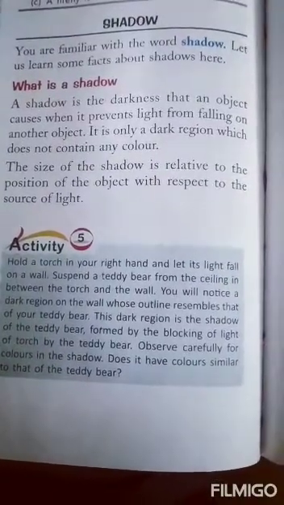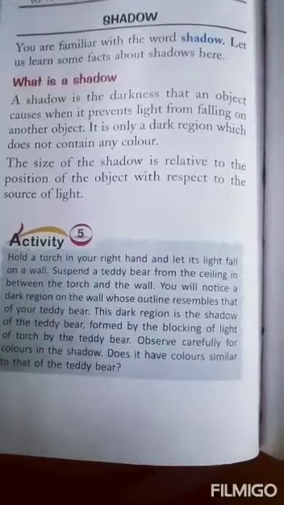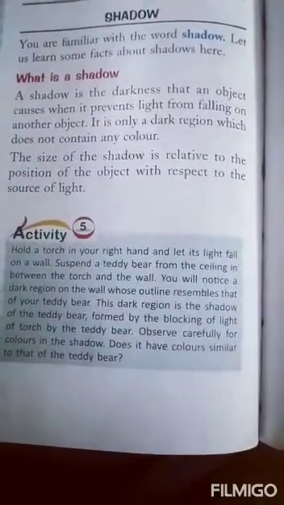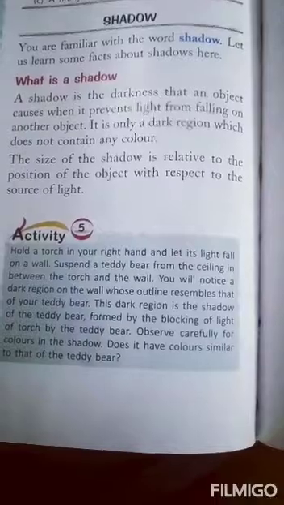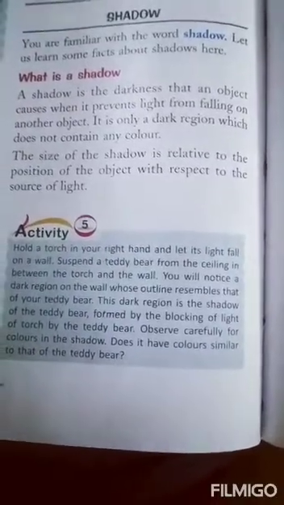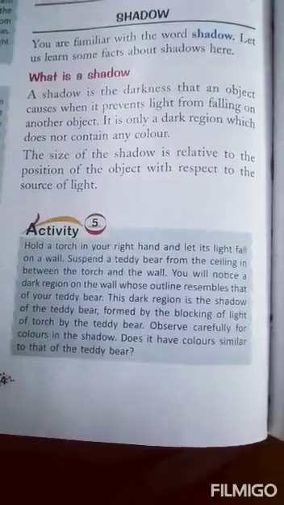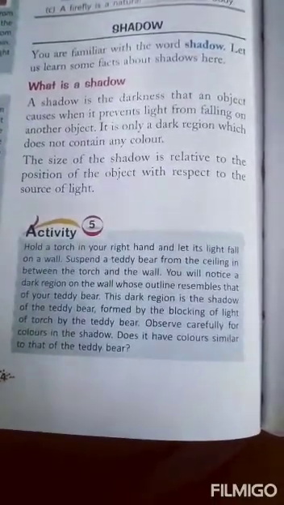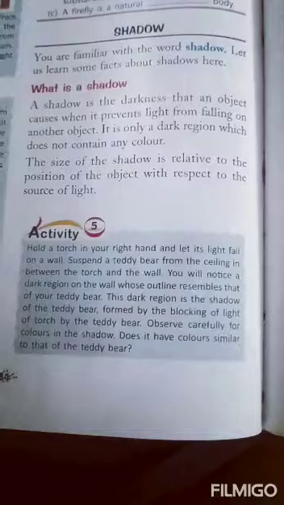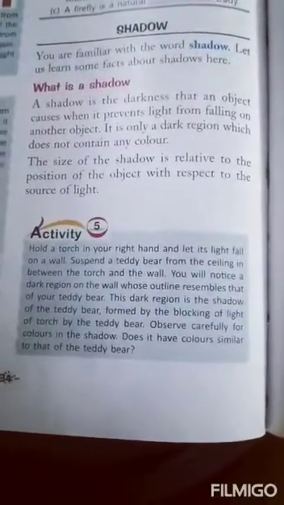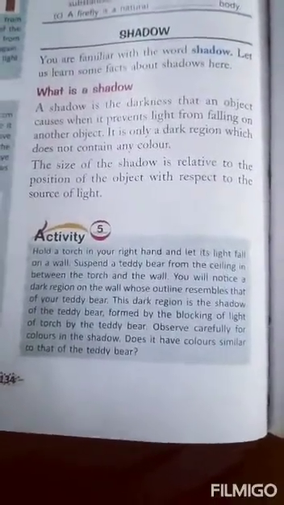In today's tutorial, we are going to start with the next topic of the chapter, that is shadow. I know you all are familiar with this word shadow. What is a shadow? A shadow is a darkness that an object causes when it prevents light from falling on another object.